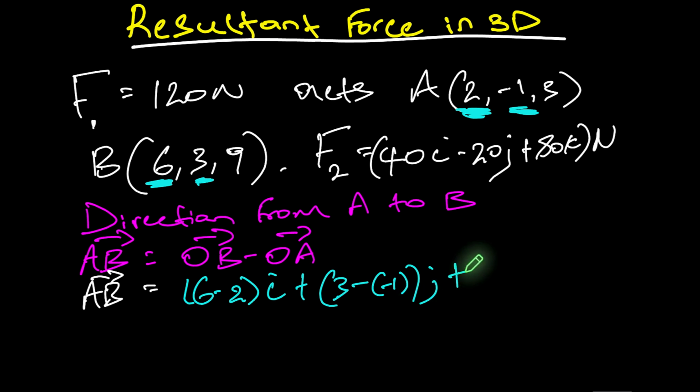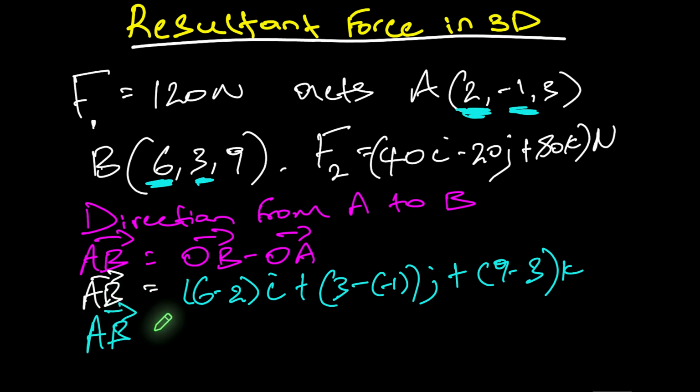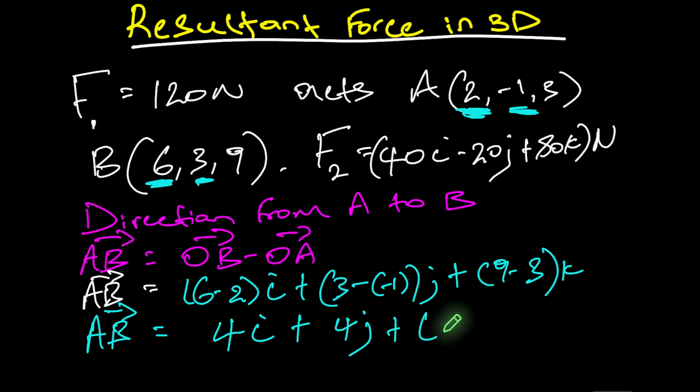And plus, to get our k component, we're just going to have 9 take 3, and this is our k component. So we have that vector AB is equal to 6 take 2, so we have 4i plus 4j plus 6k. This here as a vector for AB gives the direction only and not the force yet, which is where we're going next. So I'm going to clear this and we analyze what we do next in order to get the magnitude of AB.